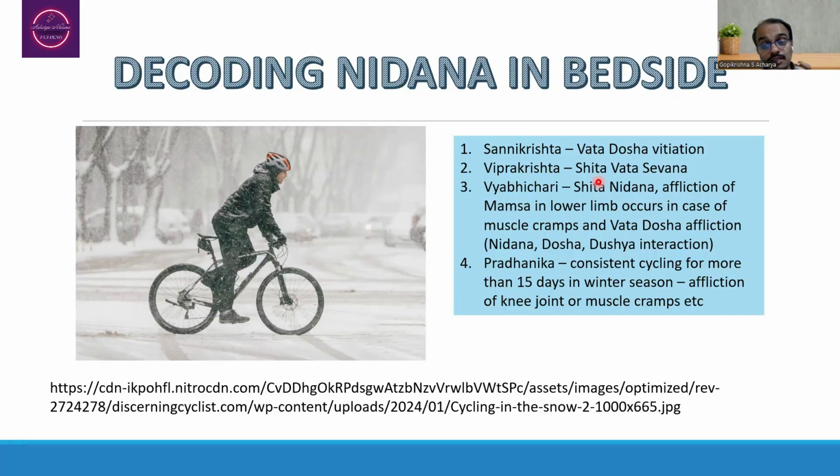Hence, the degree of the dosha vitiation or disease manifestation is comparatively moderate, because the Nidana and dosha have a similar nature, but the dosha and dushya may not have a similar nature. And as far as Pradhanika Hetu is concerned, if the person is doing the activities continuously, then we say the person has Pradhanika Hetu as Shita Vata Sevana. In this way, we can decode Sannikrishta, Viprakrishta, Vyabhichari and Pradhanika.